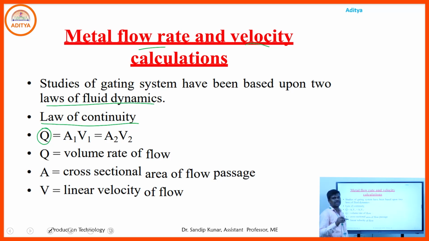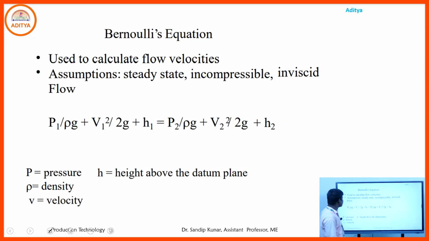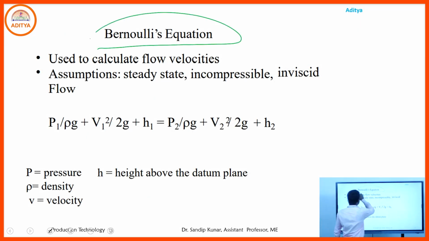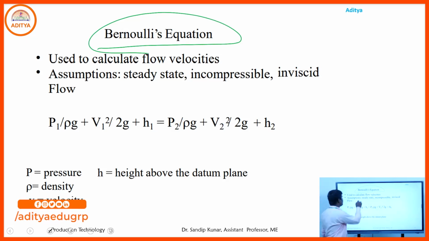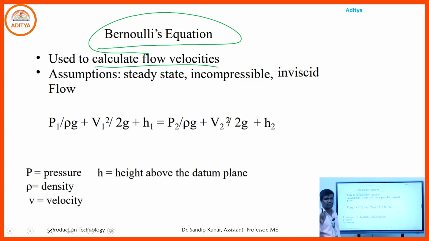If the flow passes through different sections, we can write Q equals A1 V1 equals A2 V2. That is the law of continuity equation. Q means the volume flow rate, A is the cross sectional area of the flow passage, and V equals the linear velocity of the flow. As per Bernoulli's equation, we find out the flow velocity. Using Bernoulli's equation, we measure the flow velocity of the pouring molten metal.